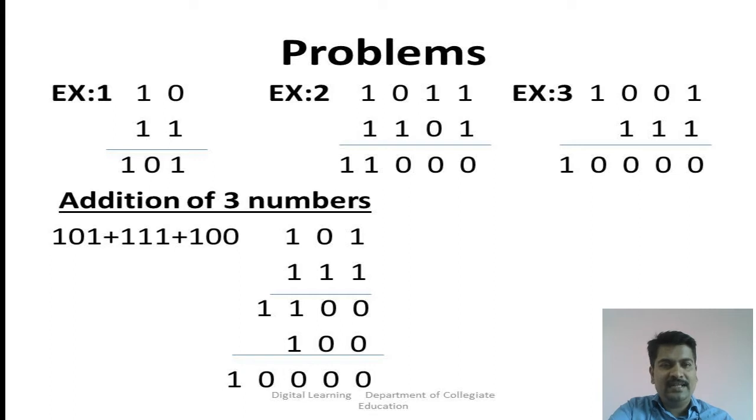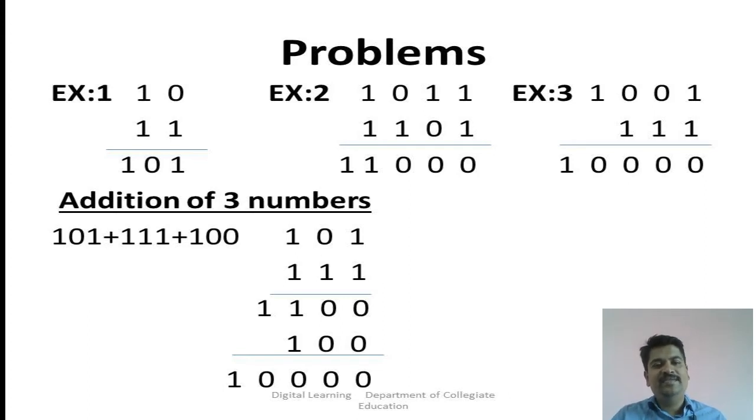I've given you another example of adding 1001 to 111. It's a very simple thing. 1 plus 1 will give you 10. Only write 0 here and 1 goes here. 1 plus 1 becomes 10. Write 0. 1 goes here. 1 plus 1 becomes 10. Write 0. Again 1 goes here. And finally 1 plus 1, you have to write 10 finally.